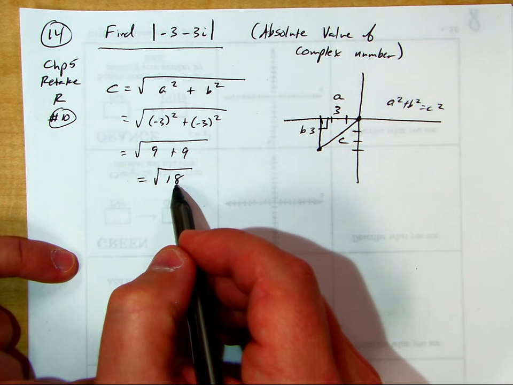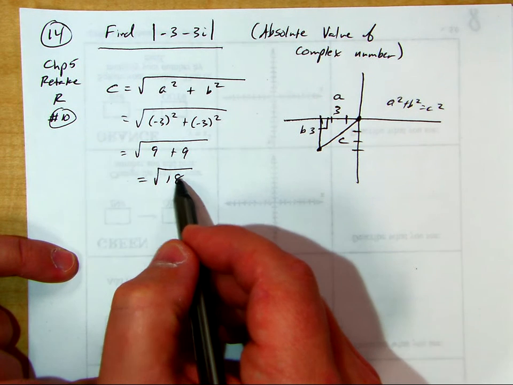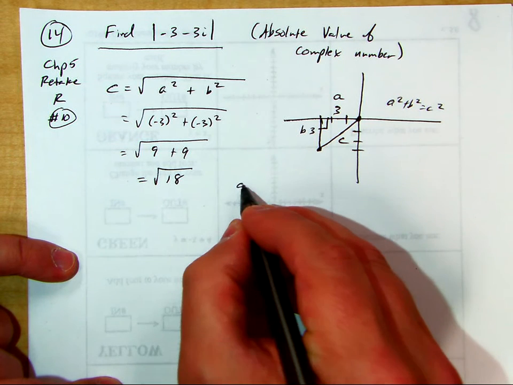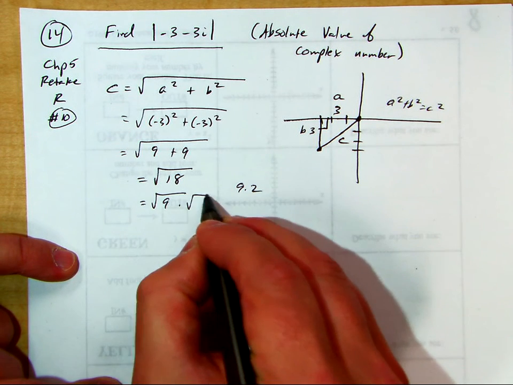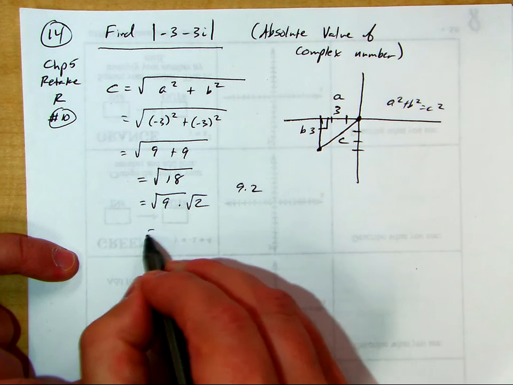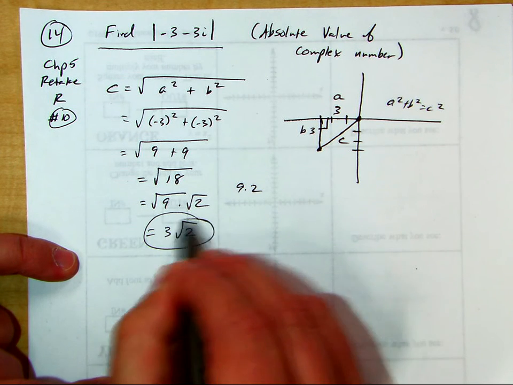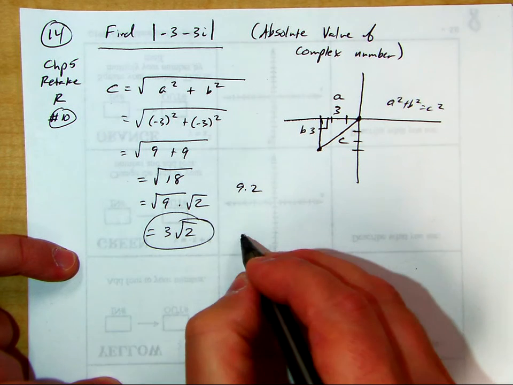The rules of radicals are always we're looking for the biggest perfect square that goes into this number. In this case, it's 9 times 2. So I break this down into rad 9 times rad 2, and the square root of 9 is 3. And that's the answer. In this case, it was letter C.